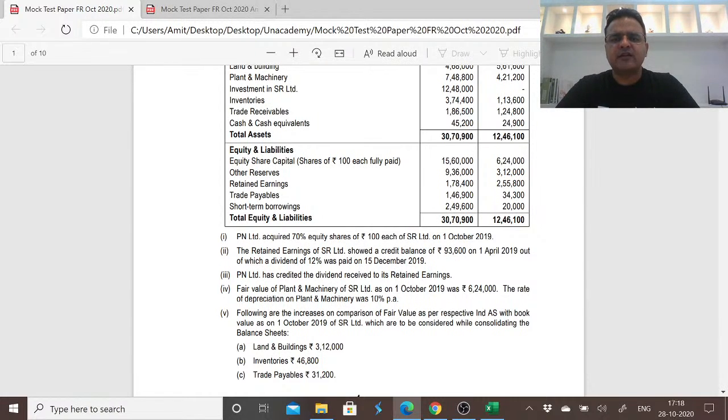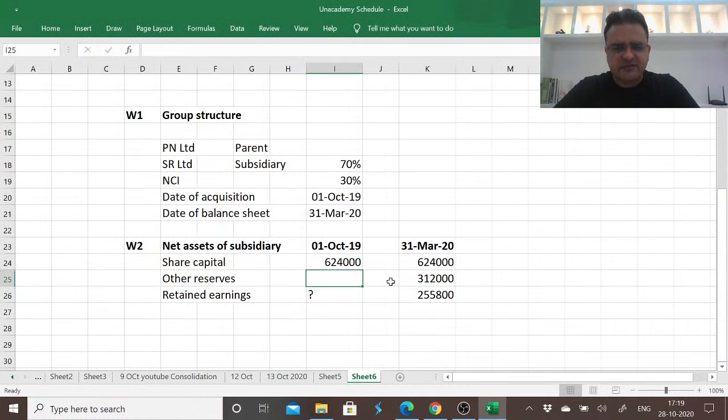We'll calculate it through a working that what is the position of retained earnings on date of acquisition, because since there is a dividend paid, there is an earning earned throughout the year, we need to know what is the retained earnings position on 1st April 2019. It is given 93,600, but what is the position on 1st October 2019, that we need to calculate. So we'll come back to this calculation later.